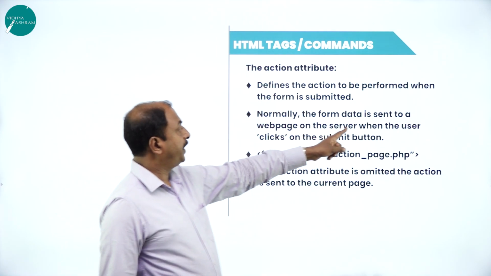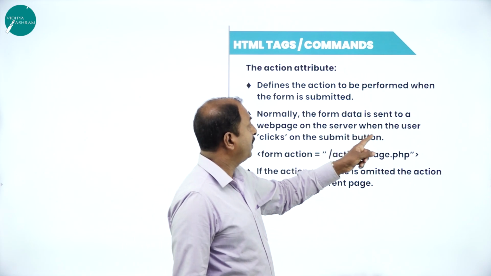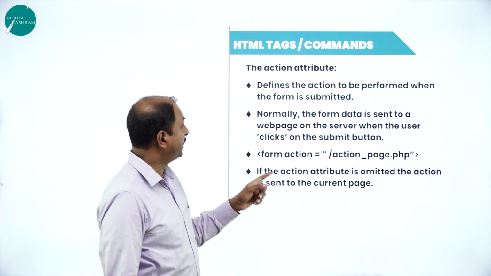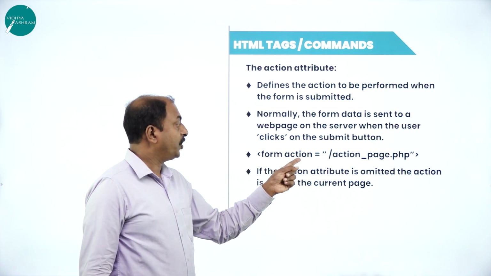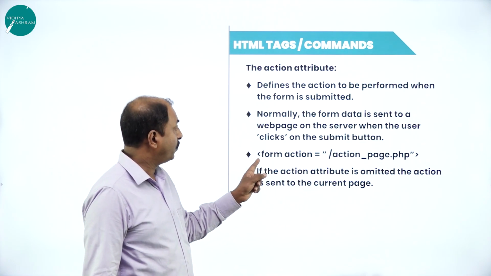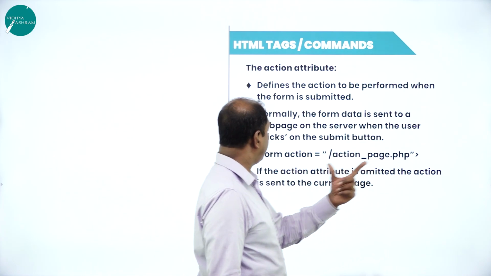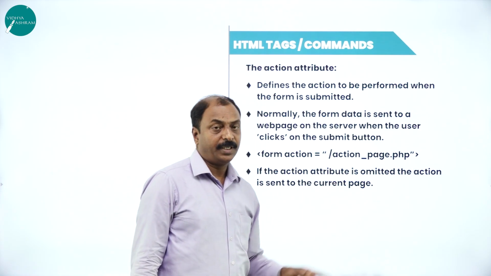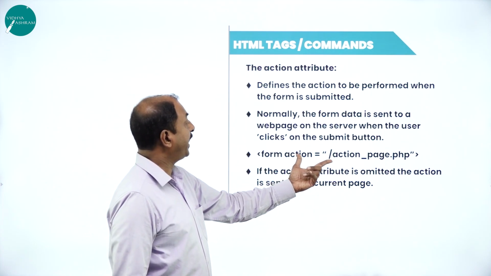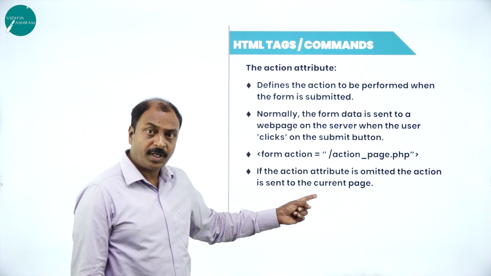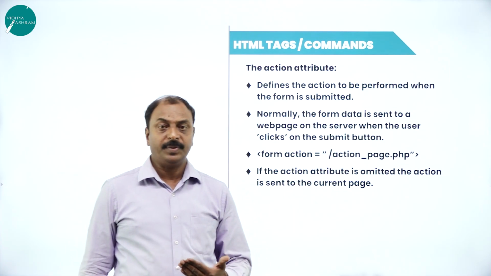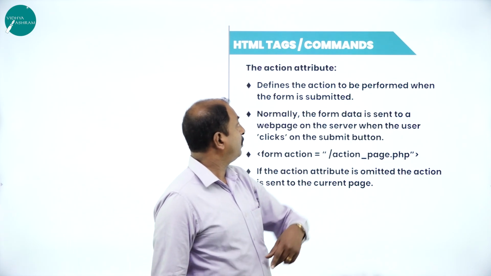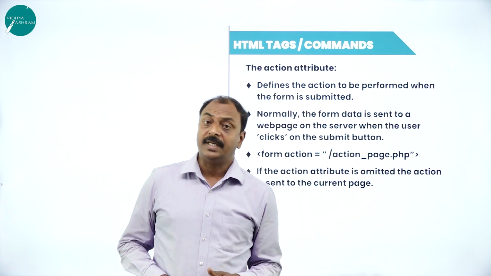Now, normally the form data is sent to a web page on the server when the user clicks on the submit button. And what is the syntax of that? It is form action. This is the attribute we use in the form tag. So form action equals this is the syntax, and if the action attribute is omitted, the data is sent to the current page. Suppose you don't use this action attribute in the HTML coding, by default it goes to the current page. So this is about the action attribute. It defines the action to be performed when the submit button is clicked.